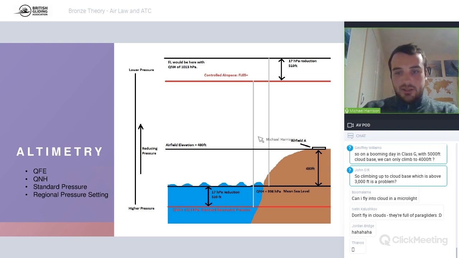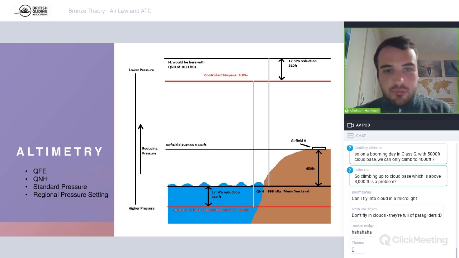If you look at my little diagram, I drew this on Microsoft Paint. I hope you're impressed. You see our little airfield A up here is 480 feet above sea level, and that black line at sea level is where our QNH is. The air pressure on that black line is QNH, which in this scenario is 996 hectopascals, hectopascals being the unit of measurement for air pressure. If we were to set 996 on our altimeter on the ground at airfield A, we would be reading 480 feet. We'd also, flying over the sea here, be reading 480 feet. But our height, what we would set on the ground at airfield A if we set a QFE, would be 0.